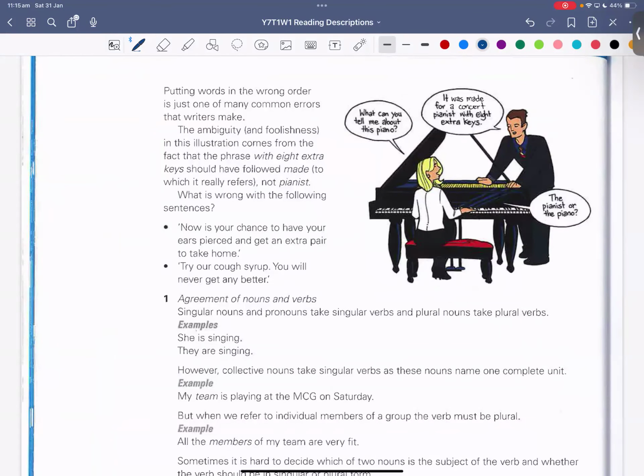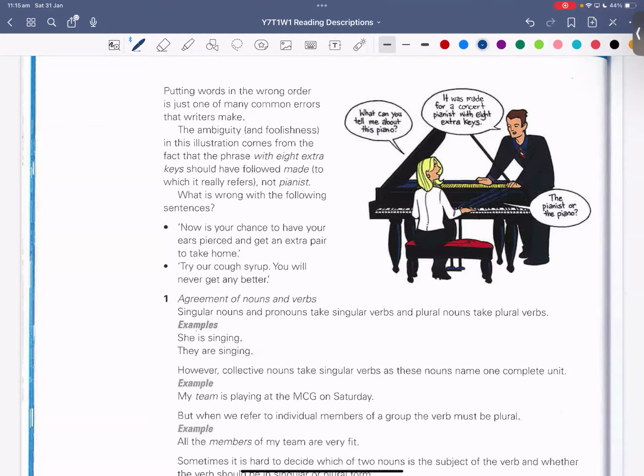The ability and prefers. Not pianist, what's wrong with the whole system? Now is your chance to have these fears and get an extra pair to take home. Try a cough syrup, you will never get any better.